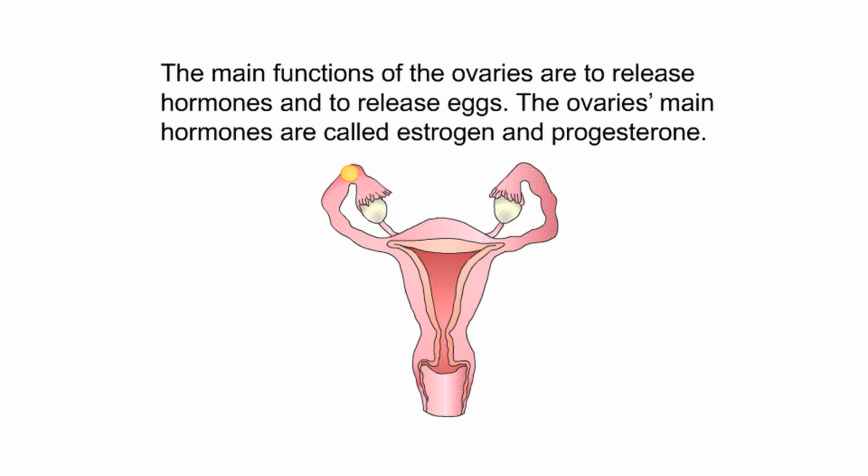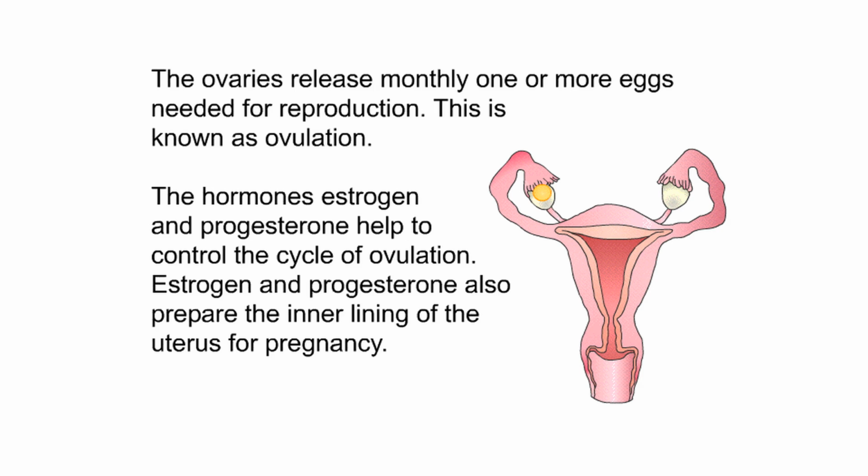The main functions of the ovaries are to release hormones and to release eggs. The ovaries' main hormones are called estrogen and progesterone. The ovaries release monthly one or more eggs needed for reproduction. This is known as ovulation. The hormones estrogen and progesterone help to control the cycle of ovulation. Estrogen and progesterone also prepare the inner lining of the uterus for pregnancy.